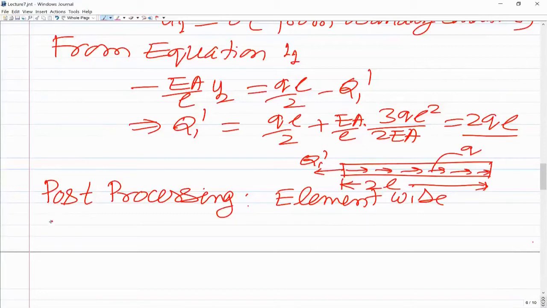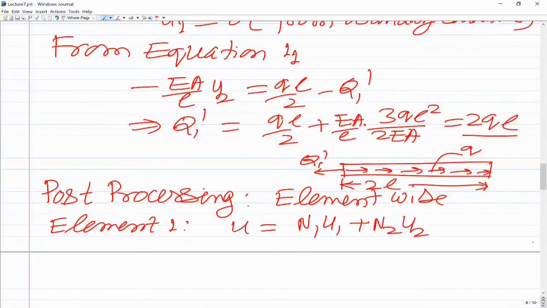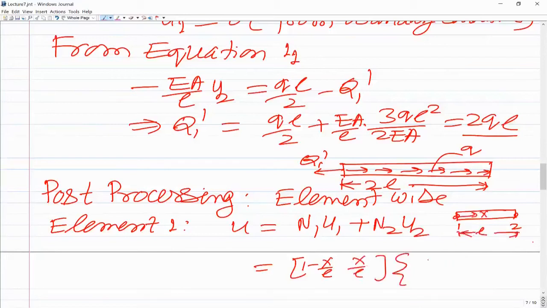So now if I look at element 1, first we talk of displacement. We know that u is equal to, we have already done this interpolation, N1 u1 plus N2 u2, and now you know this N1 is basically 1 minus x by L. So this is the first element, this is global node 1, global node 2, and the local coordinate system is capital X, length of the element is L. So 1 minus x by L, x by L into u1 and u2. u1 is 0 and u2 is 3qL square upon 2EA. We have already solved for this now.